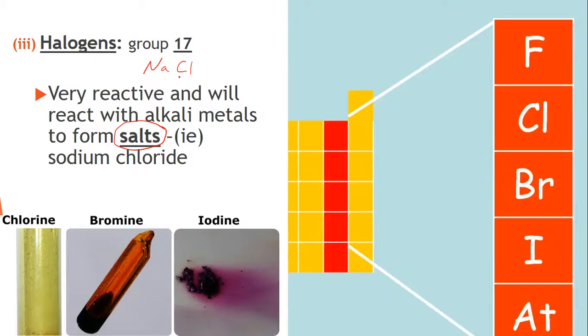But any group 1 and group 17, if we combine any of them, their byproduct would be a salt. So for example, potassium fluoride, that's also considered to be a salt, because it's made of elements from those two families.